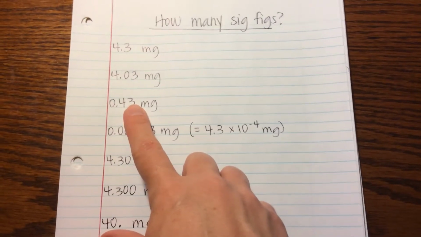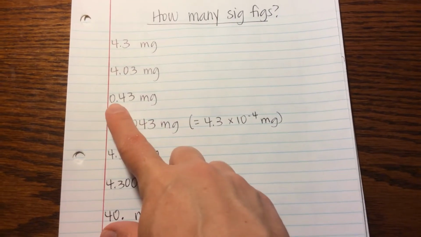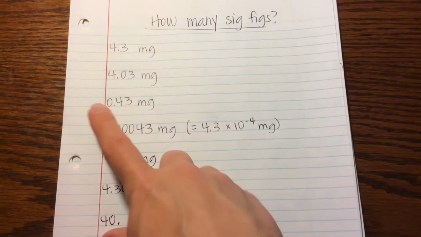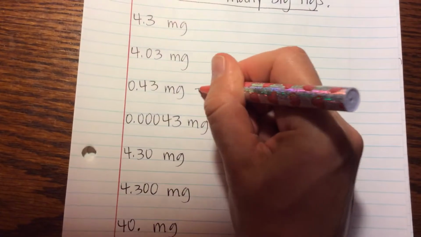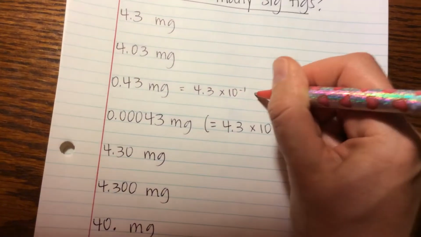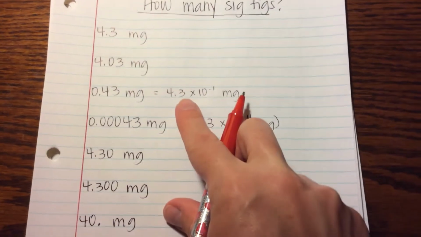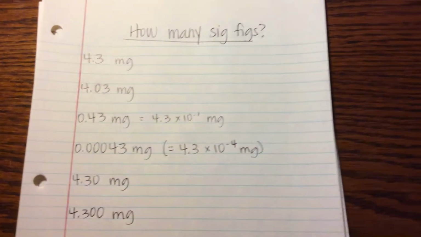0.43. This is when things start getting troublesome for most students, when zeros start getting involved. Any zero to the left of a non-zero digit is not significant. That's a leading zero, because you could rewrite this as 4.3 times 10 to the negative first. When you do that, notice that the zero goes away. So what you actually measured is right here. So this number has 2 significant figures as well.